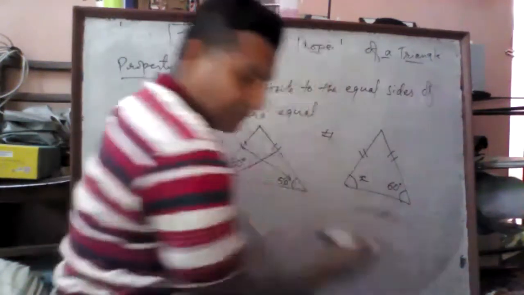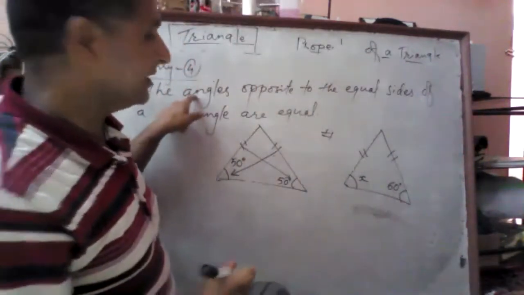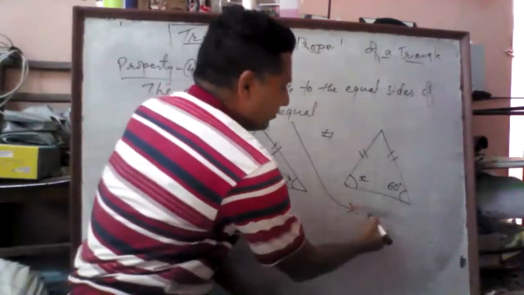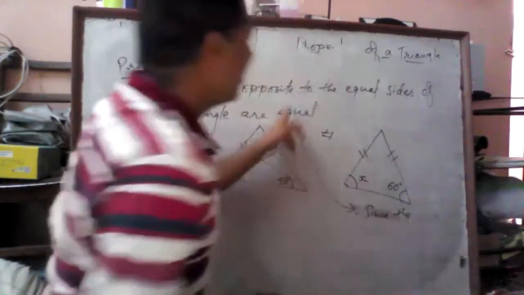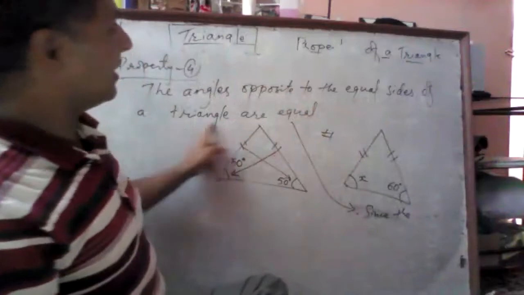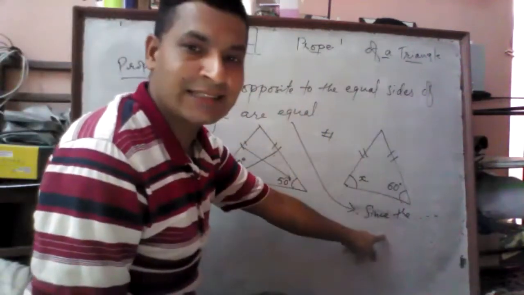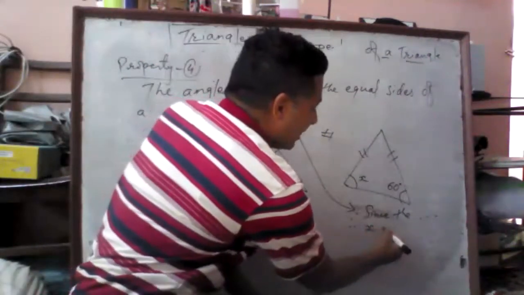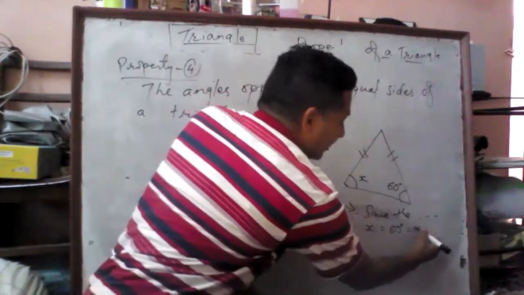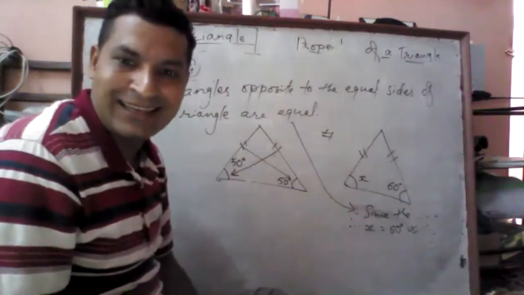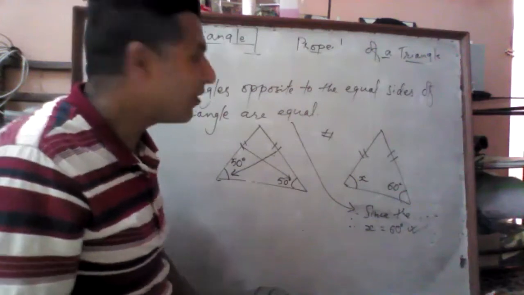But we must write the reason. Because of this reason, you have to write: since the angles opposite to the equal sides of a triangle are equal. You have to write the same reason. Therefore, you can write, value of x is equal to exactly 60 degrees. Like this, you can find the unknown angle.